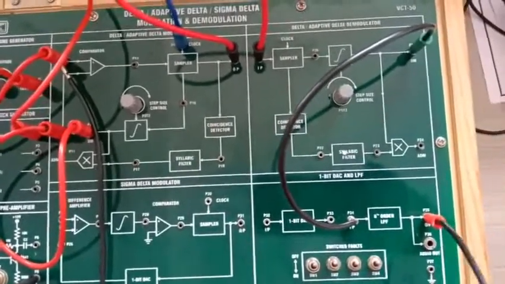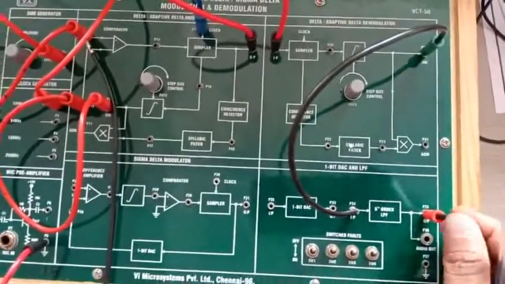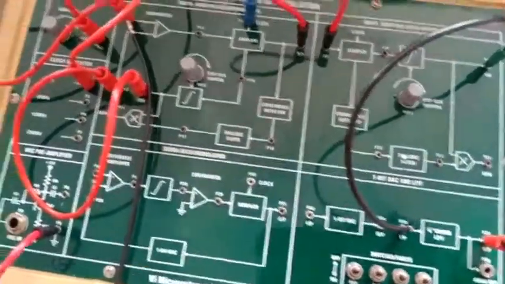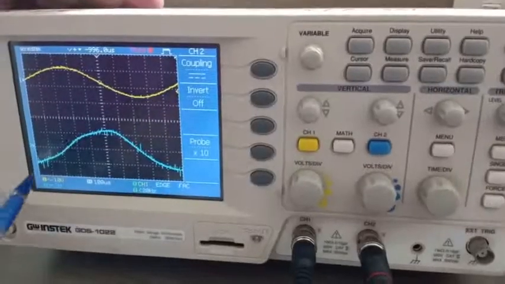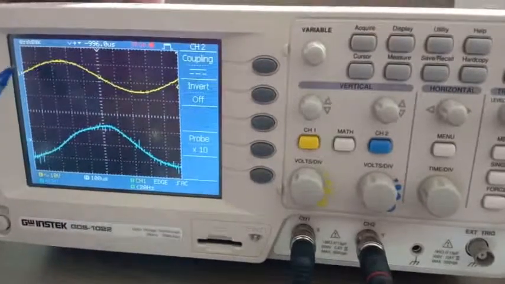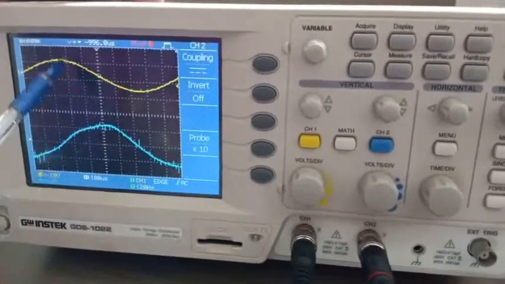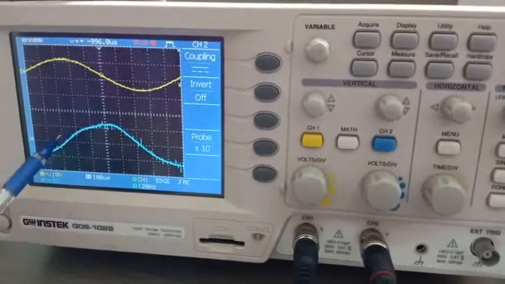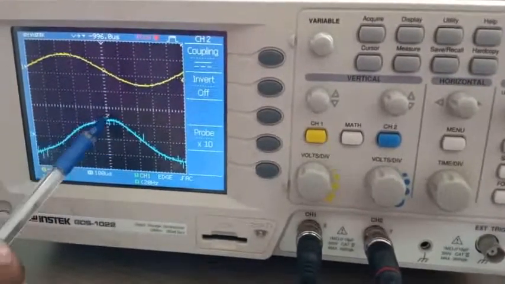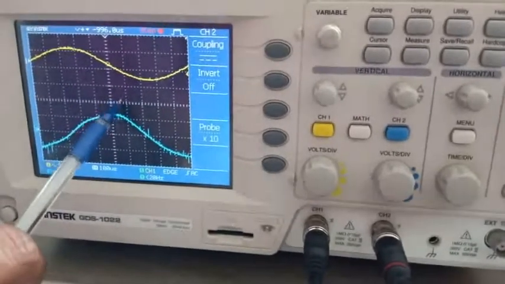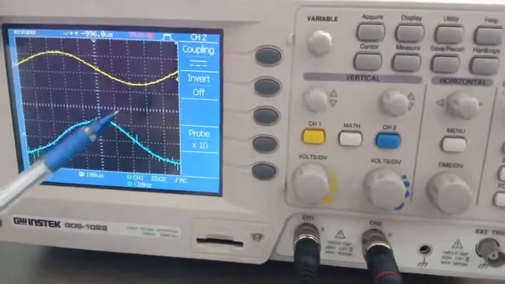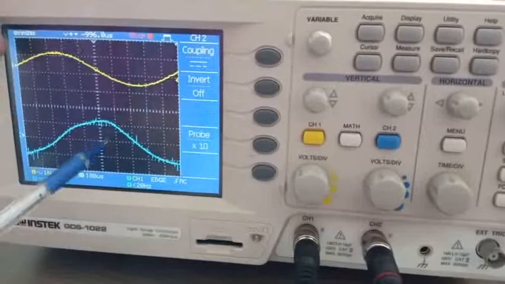Now the CRO is connected at the output of the low pass filter. This blue color waveform is the reconstructed waveform, and the yellow color waveform is the input waveform. Both signals are the same, with a slight time difference. In this way we demodulate the original information.